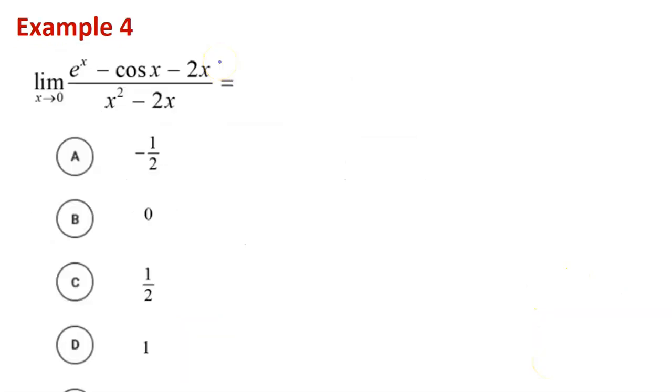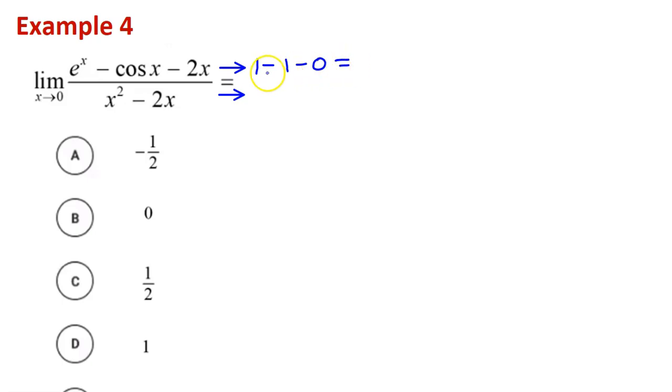Pause the video and try to do example 4 by yourself. If we plug in 0 for x right here, e to the 0 power is 1. Cosine of 0 is also 1, so that's 1 minus 1. Plugging in 0 right here gives us 0, and 1 minus 1 minus 0 is 0. So the numerator is approaching 0. Obviously, if we plug in 0 here and here, we get 0.